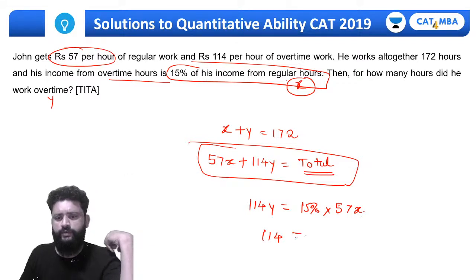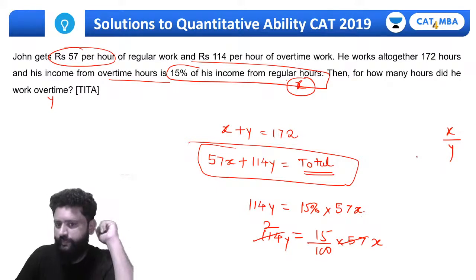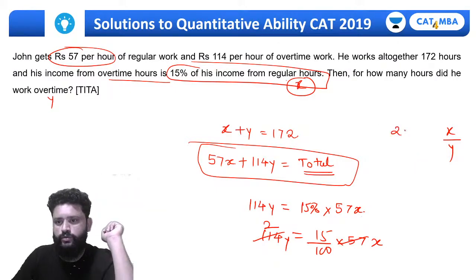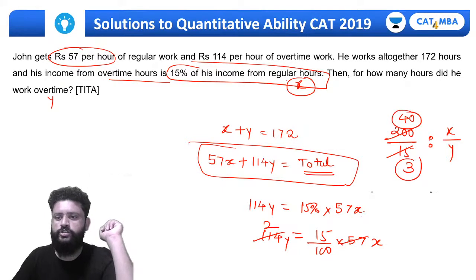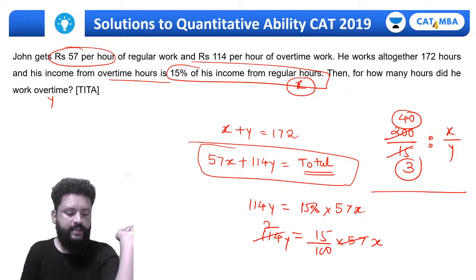114 will be equal to 15 by 100 into 57x, so that is just 2, double of 100, so that is 200 is to 15. X upon y will be equal to 200 upon 15. So what's the ratio? 40 to 3. Have you understood this ratio? Yes, right, Vivek. So what is your answer, final answer?